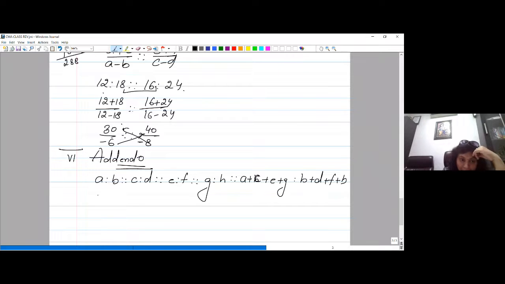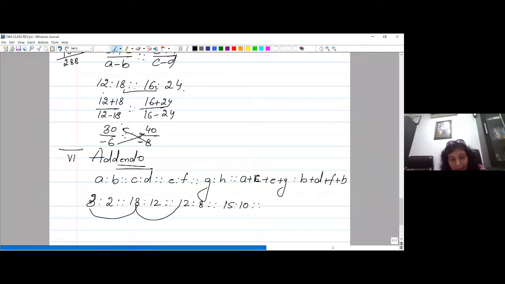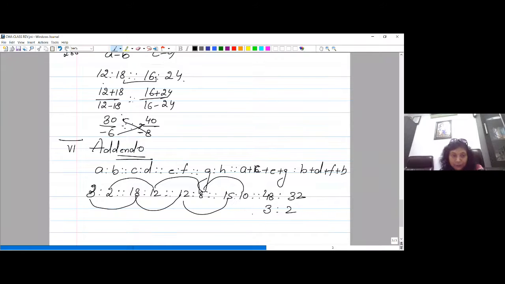For example, we have been given 3 is to 2 in proportion to 18 is to 12, in proportion to 12 is to 8, in proportion to 15 is to 10. So, the sum of first terms: 3 plus 18 is 21, 21 plus 12 is 33, 33 plus 15 is 48. The sum of second terms: 2 plus 12 is 14, 14 plus 8 is 22, 22 plus 10 is 32. Now they are again in the same ratio. How can we find it out? 16 threes are 48, 16 twos are 32. So again they are in the same proportion.